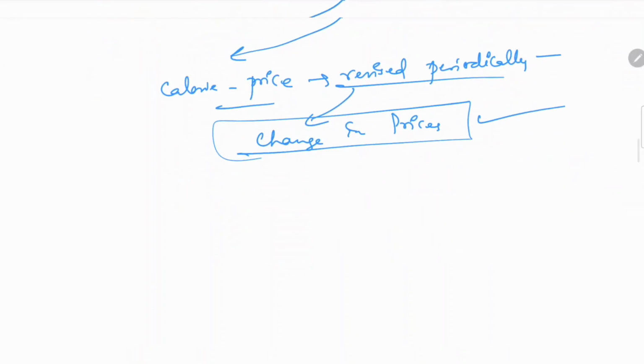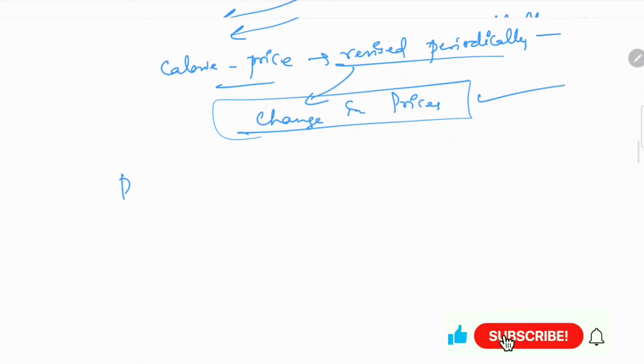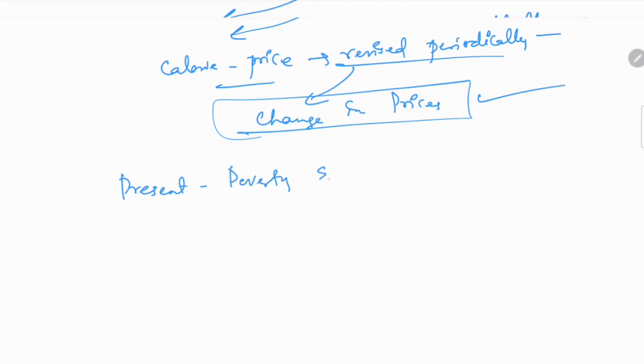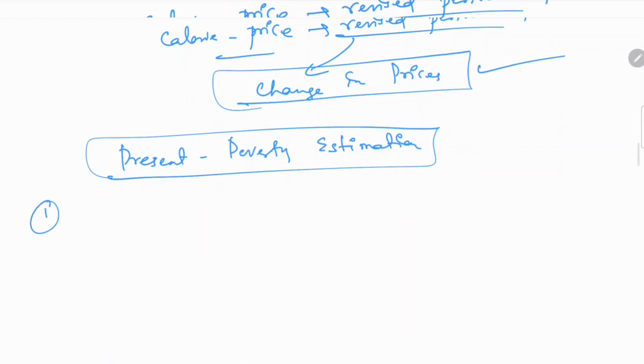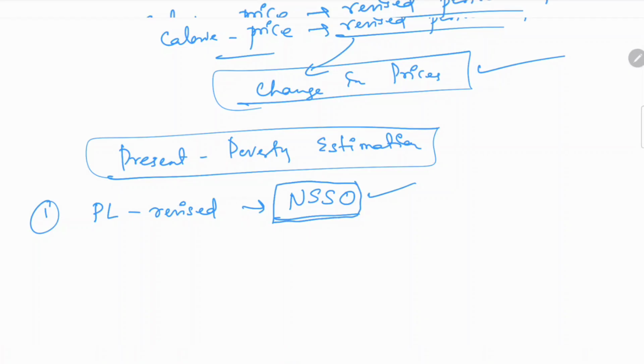So now we will see what the present poverty estimation is. Okay, now let's look at that. Firstly, keep this in mind: the poverty line is revised periodically by an organization known as NSSO, National Sample Survey Organization. So this is the organization which revises the poverty line.